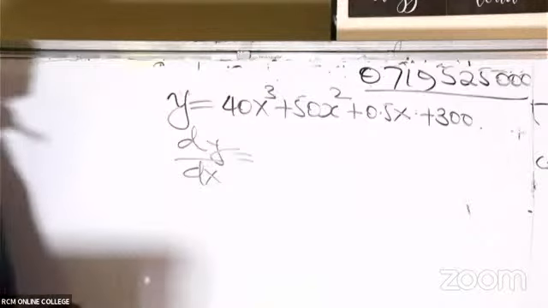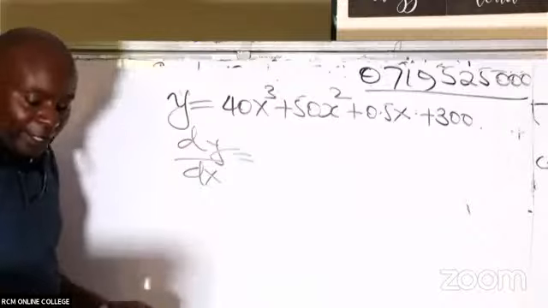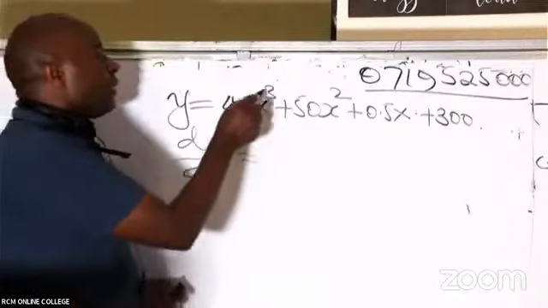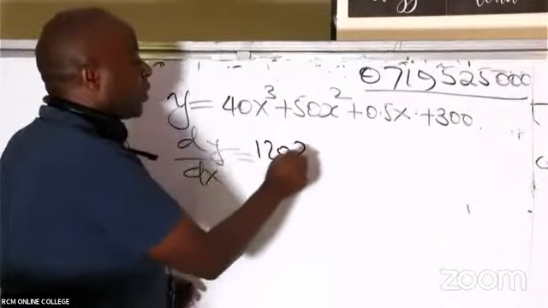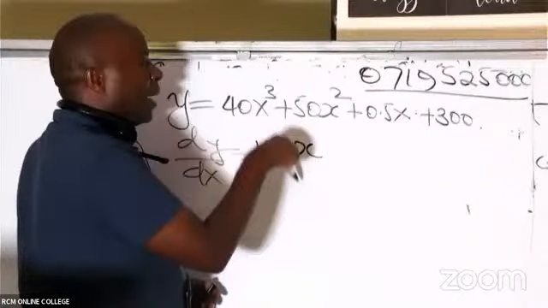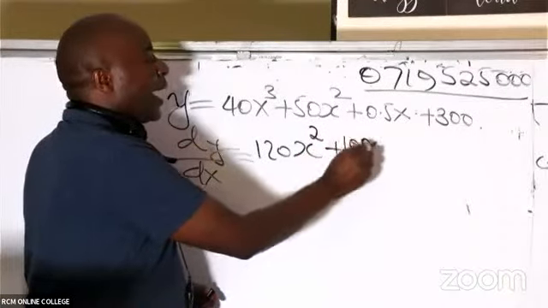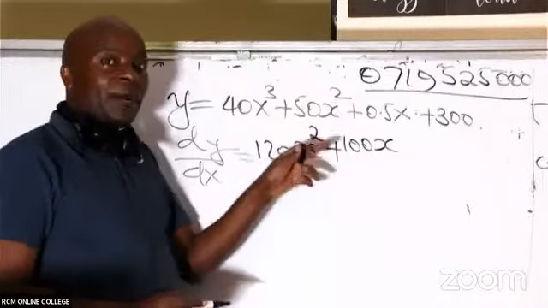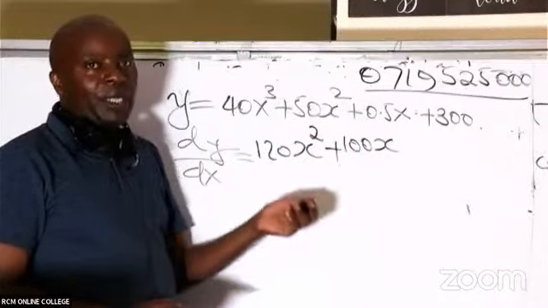So let's go ahead, ladies and gentlemen, and differentiate. Remember, the power comes down. So 40 times 3 gives me 120, x raised to the new power, reduced by 1, so x raised to power 2. Plus, this 2 comes down, giving me 100x raised to power 1, because the new power will be 2 minus 1, which gives me 1, and that 1 is supposed to be implied.